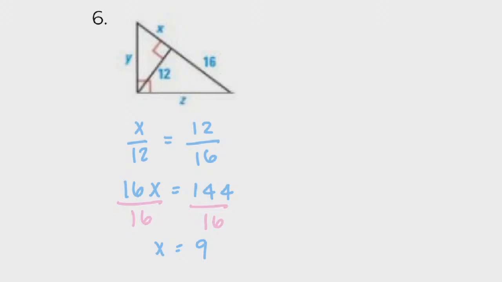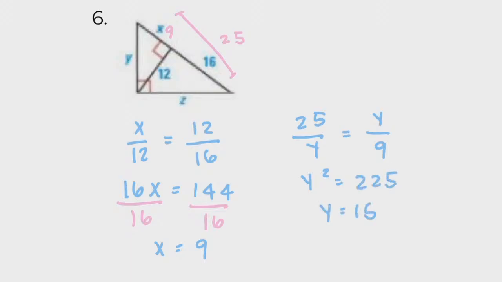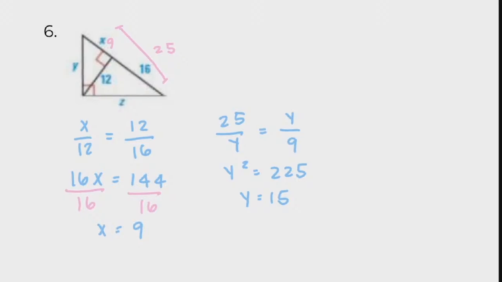Okay, next to find y, we have 25/y = y/9. So we know that this part is 9, and that means the entire length is 25. So that's where I got those numbers. So y squared = 225, and we get y = 15. And the last one, to find z, we have 25/z = z/16. So z squared = 400, and that means z = 20.